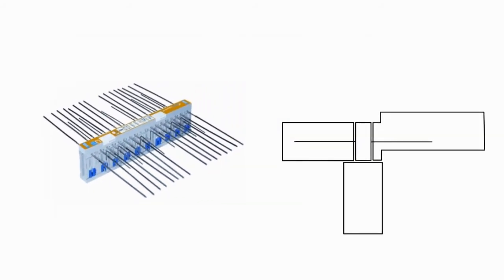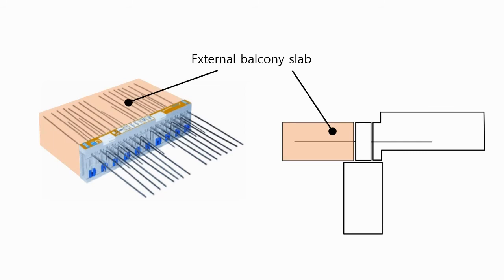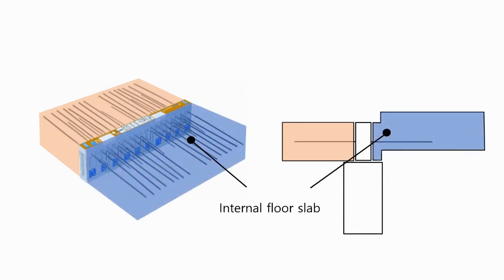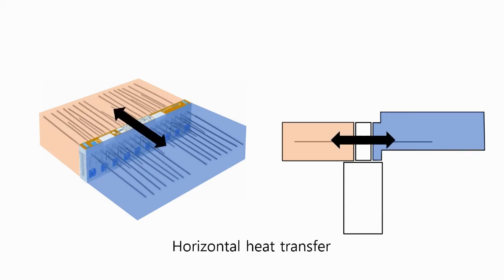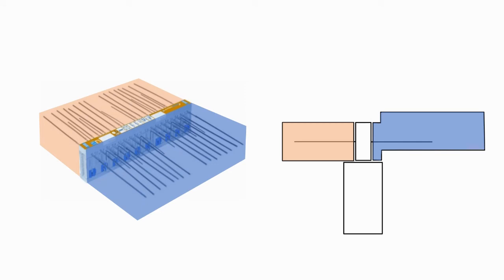There is an external balcony slab and also the internal floor slab. Between the external balcony slab and the internal floor slab, the horizontal heat transfer occurs. The method that prevents the horizontal heat transfer is the thermal break.